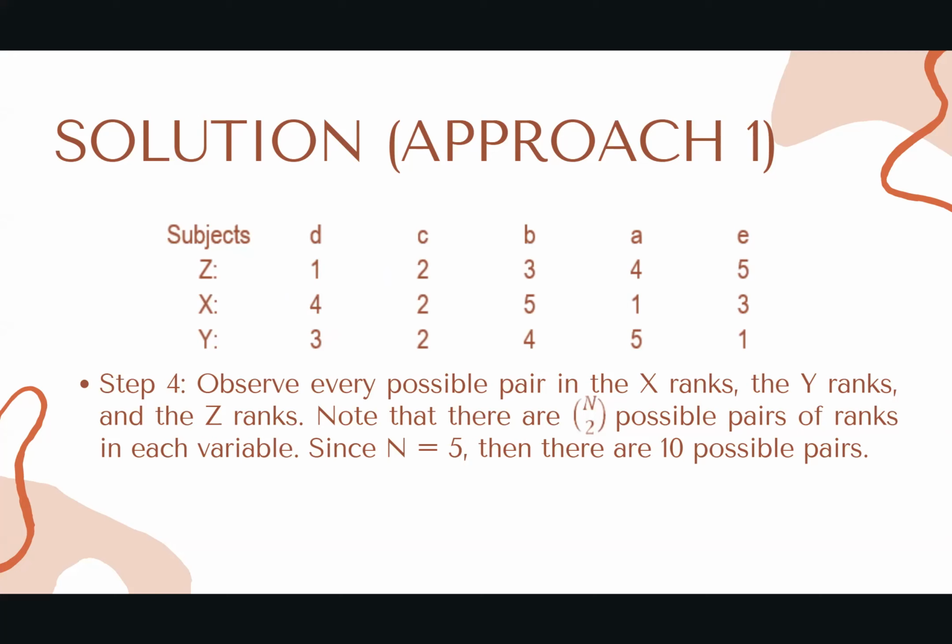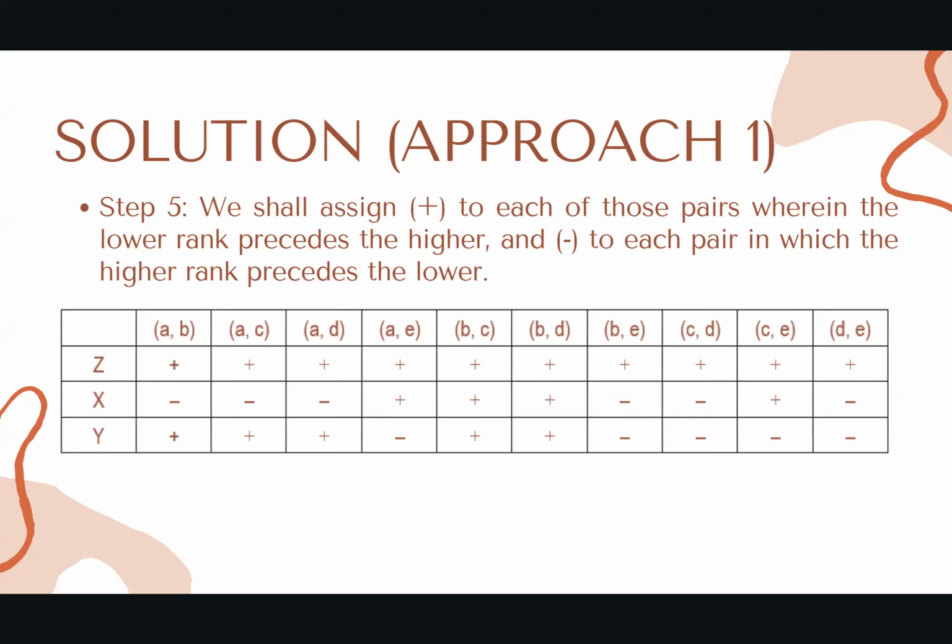So now for step 4, we observe every possible pair in the X ranks, Y ranks, and the Z ranks. So dahil N is 5, that's 5 taken 2, there are 10 possible pairs. So now step 5, we shall assign plus to each of those pairs wherein the lower rank precedes the higher and minus to each pair in which the higher rank precedes the lower.